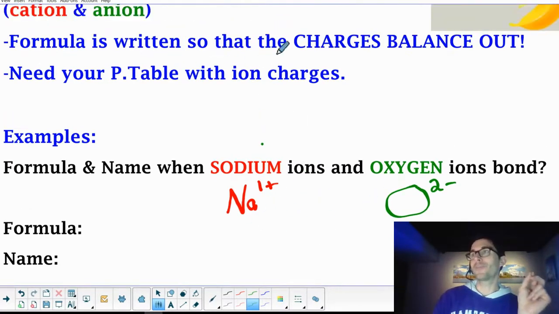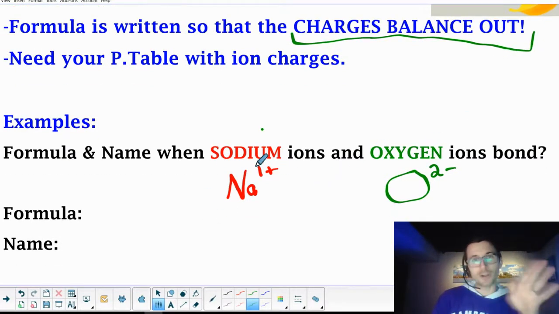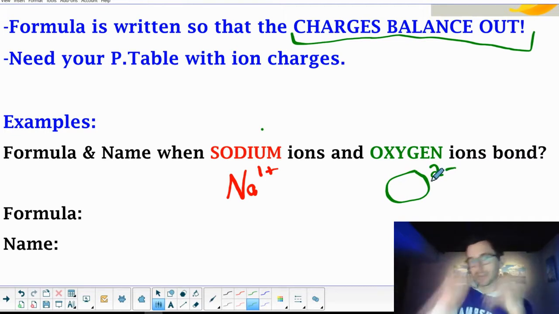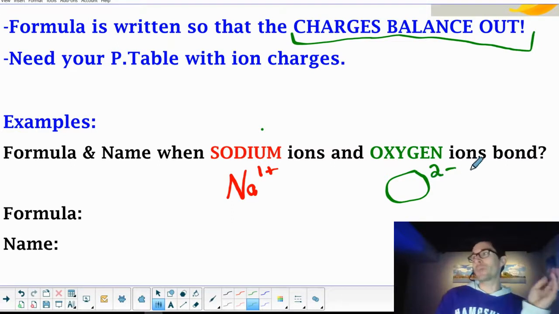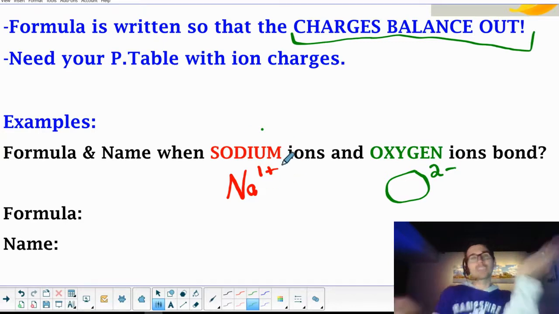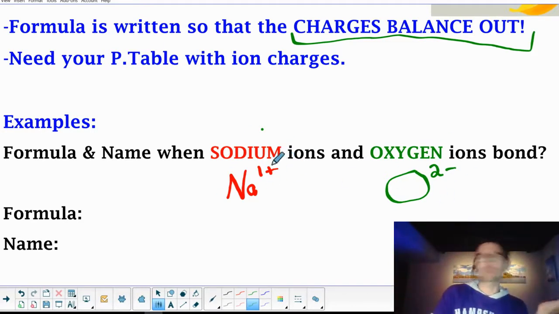But up here, the formula is written so the charges balance out. So right now the charges aren't balanced. By balance, I mean they need to be the same. Okay, think of a seesaw. If you have a 200-pound person on the right and a 100-pound person on the left, it's not going to work. It's not even. This person's going to stay down, this person's going to stay up. You need to balance it out somehow.